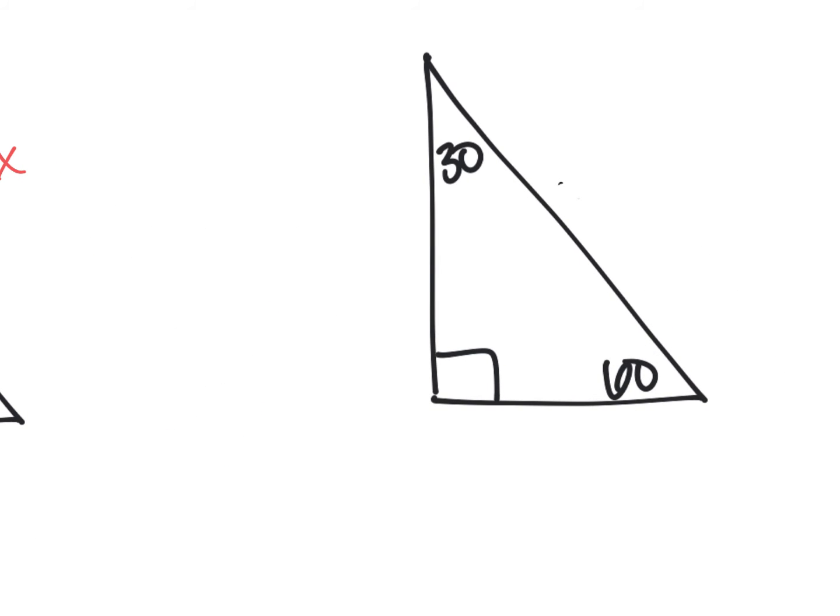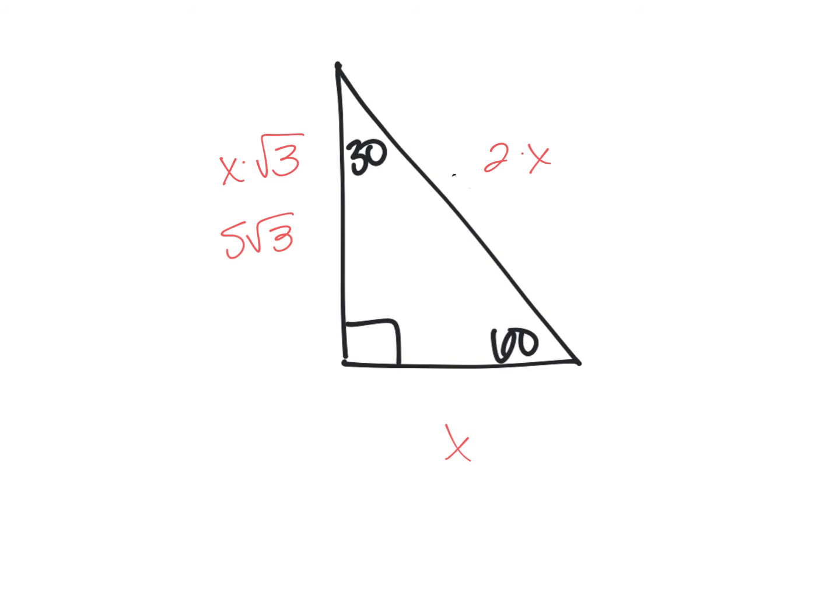So then this is x, 2 times x times square root 3. So then we're going to make this one 5. Oops, sorry, 5 square root 3. Okay, so let's figure out what the x is. If that's x square root 3 and 5 square root 3, then our x must equal 5, right? So then what would the hypotenuse be? It would be 2 times 5, which gives you 10.